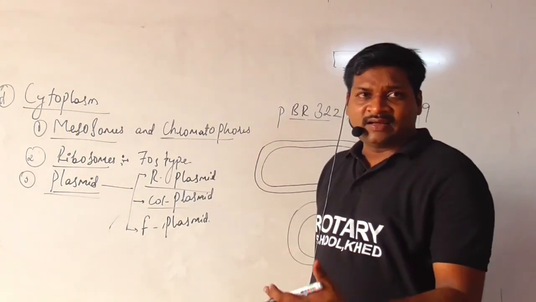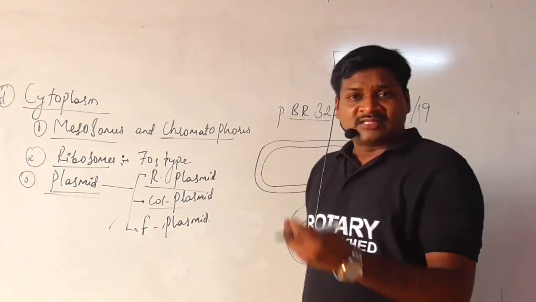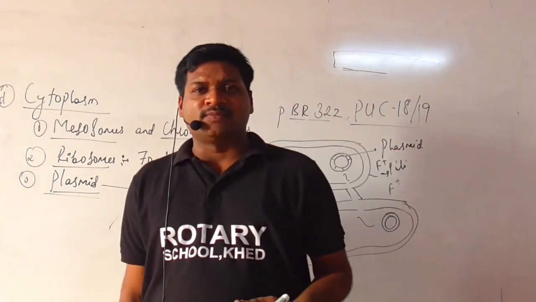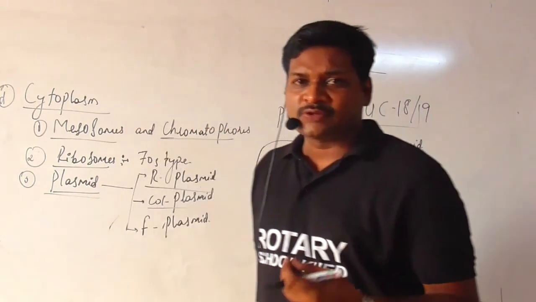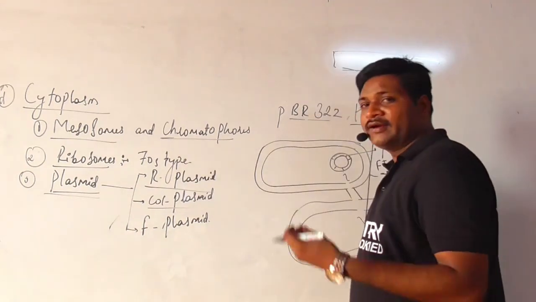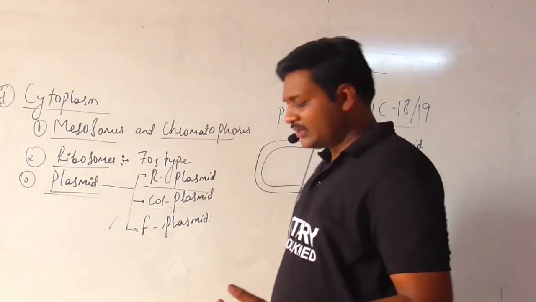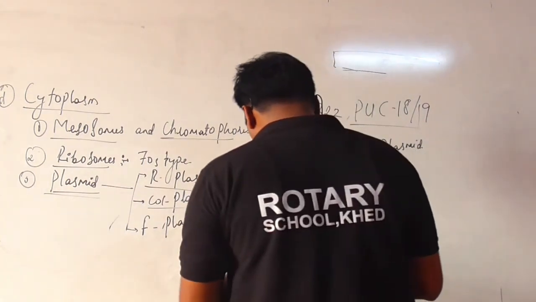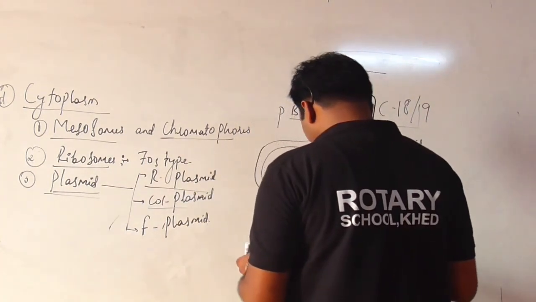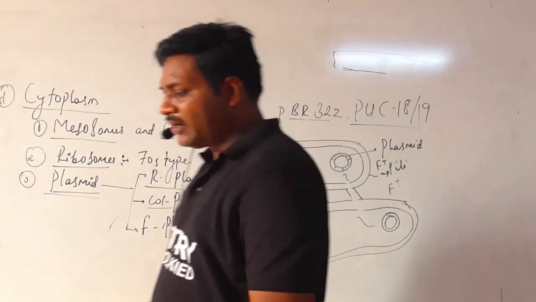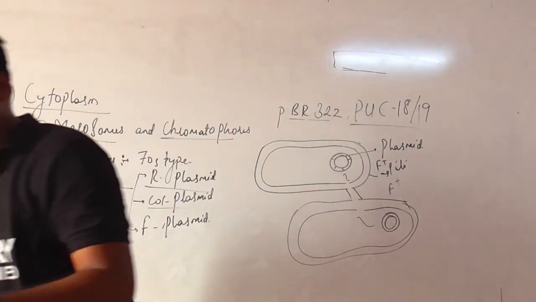Then apart from plasmid, some proteins are also present. Enzymes are also present within the cytoplasm, which help in various processes like respiration, breakdown of food material, and various other activities. Fine. So this is what the bacterial cell is.